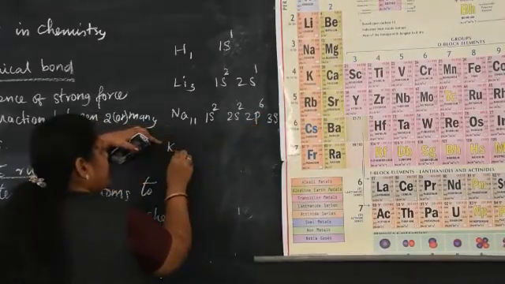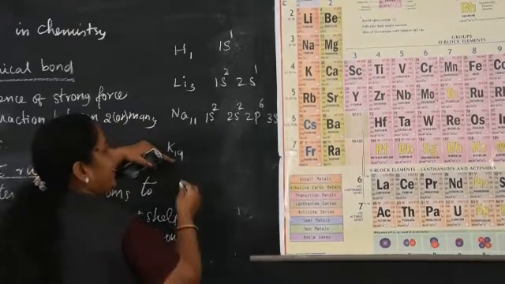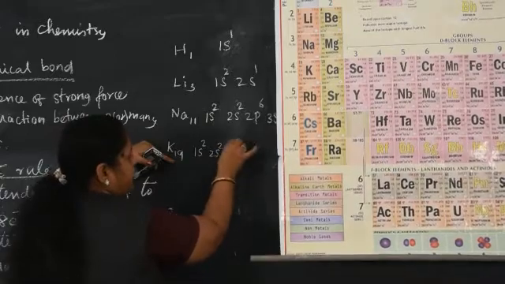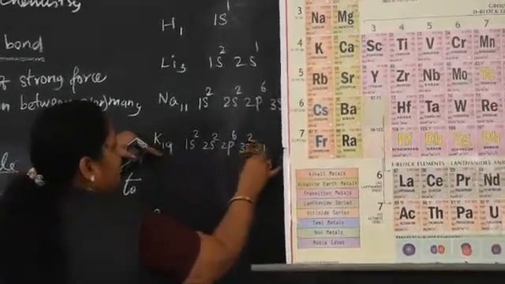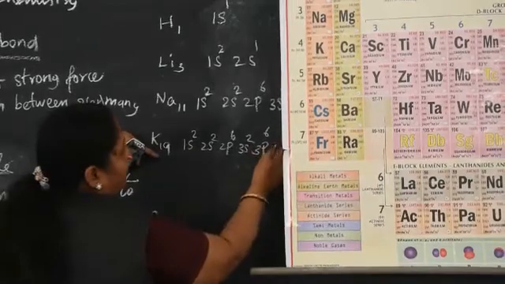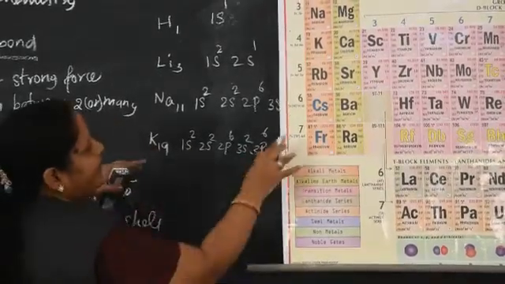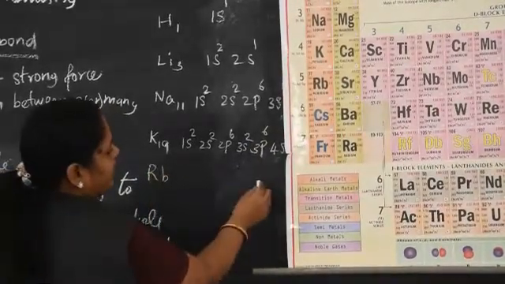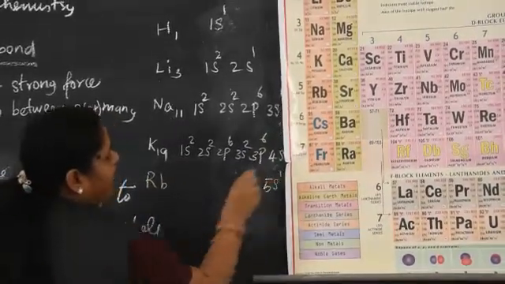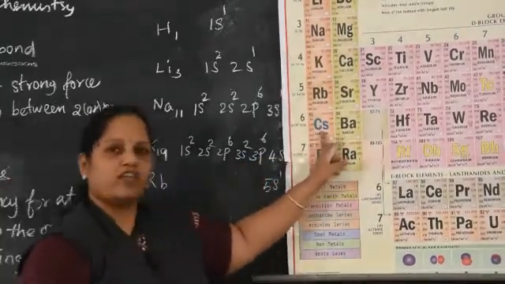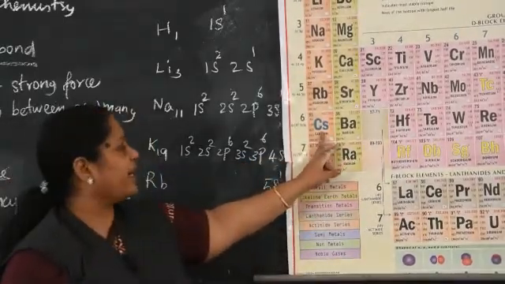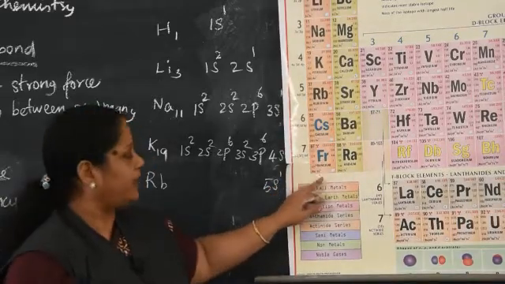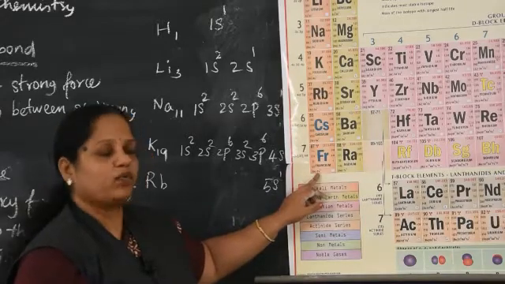Next is potassium. Potassium atomic number is 19. The electronic configuration is 1s2 2s2 2p6 3s2 3p6 4s1. Next element is rubidium. When you write the electronic configuration, the last electron enters 5s1. For cesium, the last electron enters 6s1, and francium, a radioactive element, the last electron enters the 7s1 orbital.